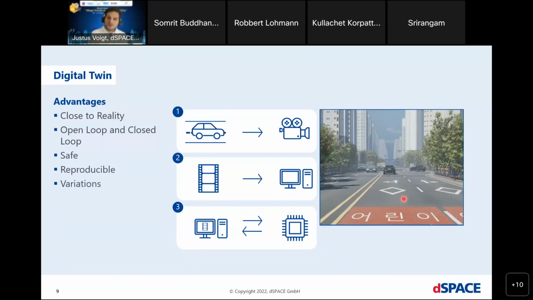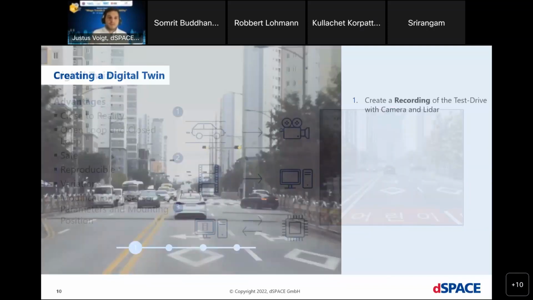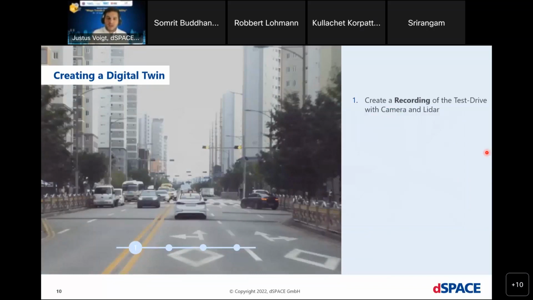But how can such a digital twin be generated? With a scenario generation service from dSPACE and understand.ai, we use recordings of cameras and lidars to recreate the environment, as well as a driving maneuver that includes the vehicle, the ego vehicle, but also the other traffic participants. So as a first step, you need to record the sensor data from your target environment.